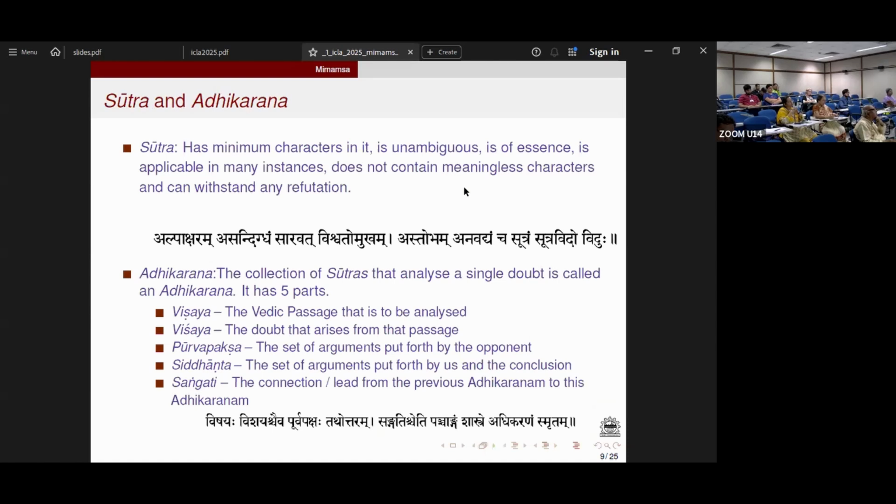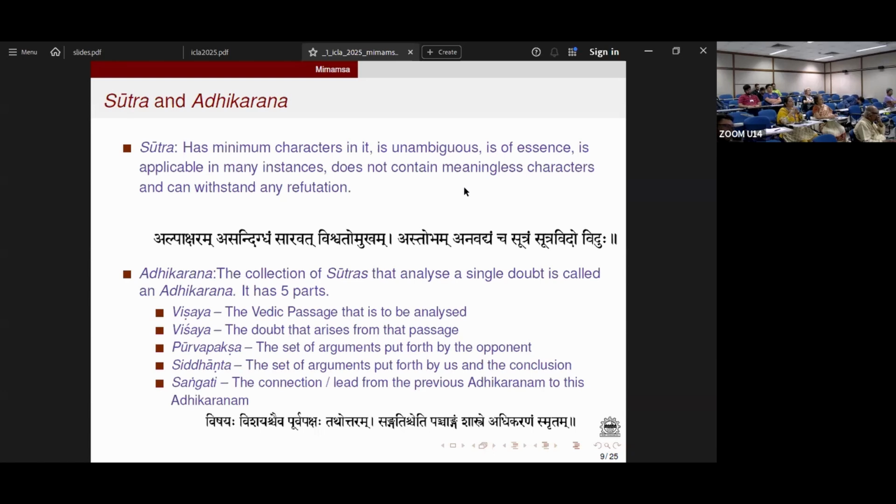Yeah, coming to the form in which it is given, as it is given in the form of sutras and adhikaranas, right? So what is a sutra? We have a definition for sutra which says: alpaksharam asandigdham saravat vishwatomukham astobham anavadyam cha sutram sutra vido viduhu. So it is alpakshara. Typically it has a very limited number of characters in it. It's supposed to be very short. And it is asandigdha. Asandigdha means that there is no ambiguity in it. It's supposed to be unambiguous.